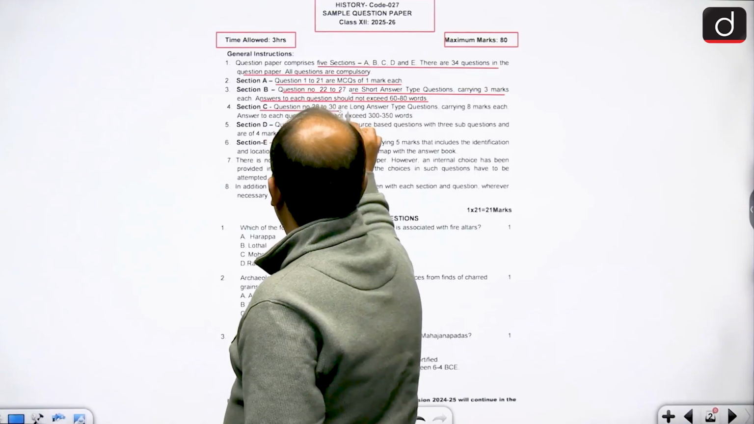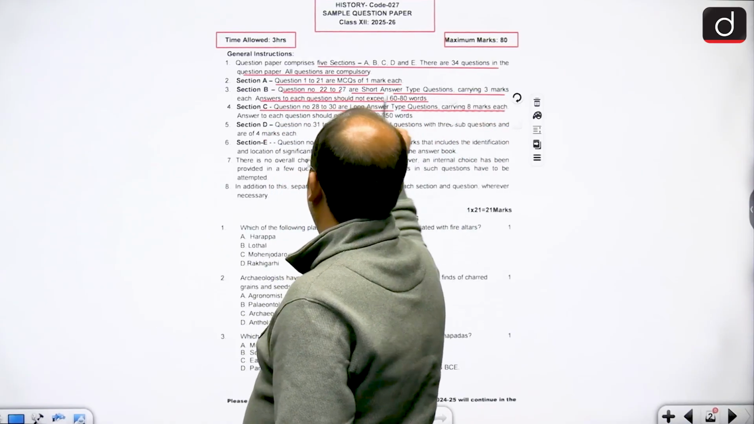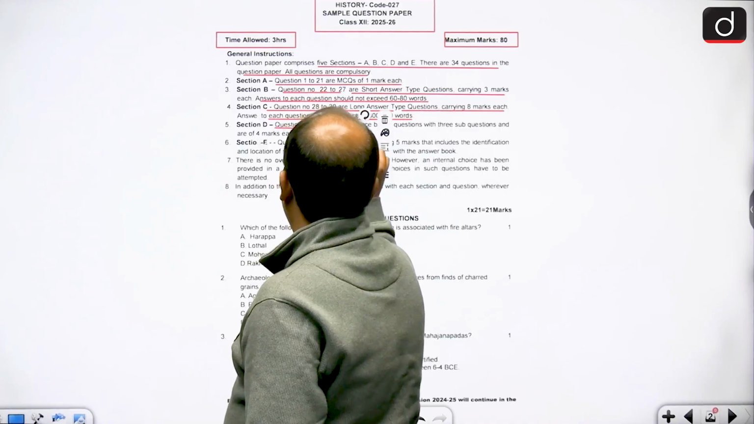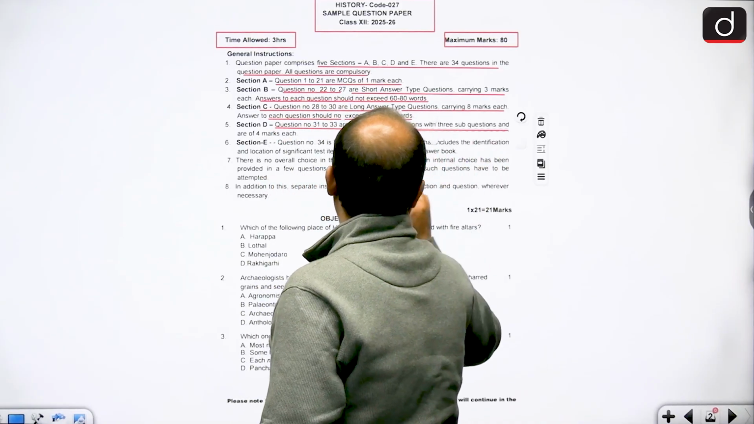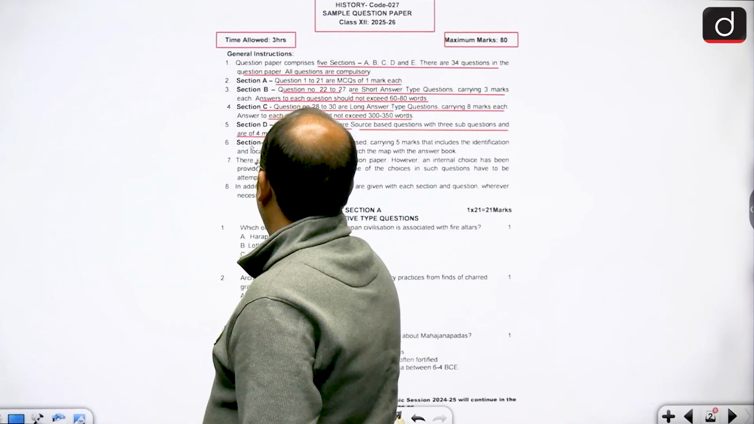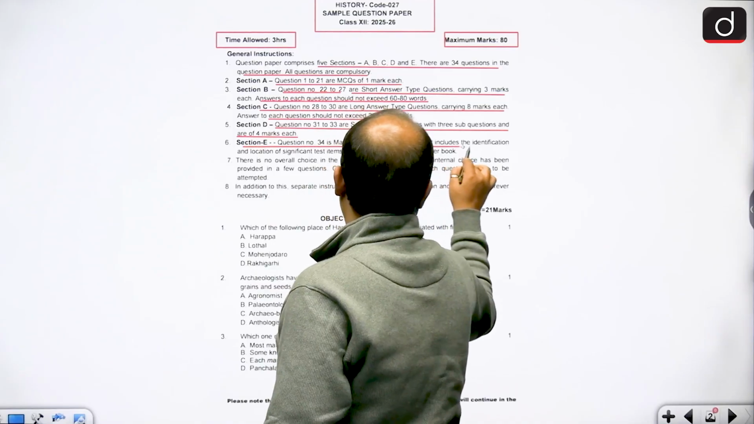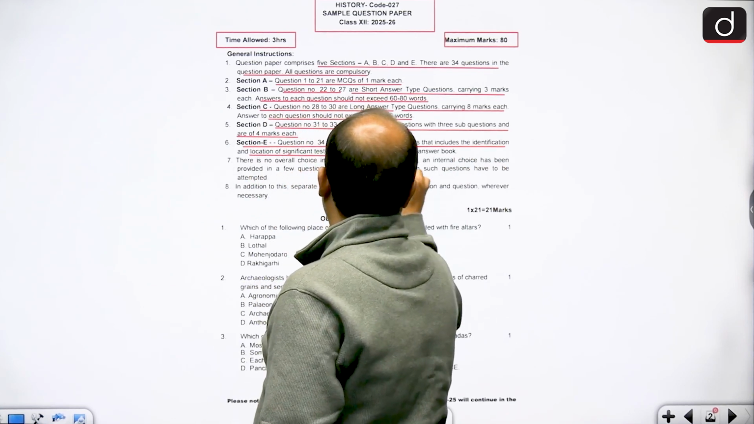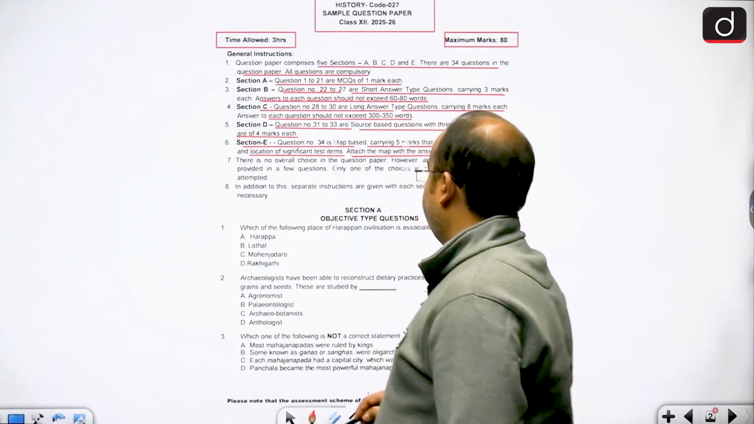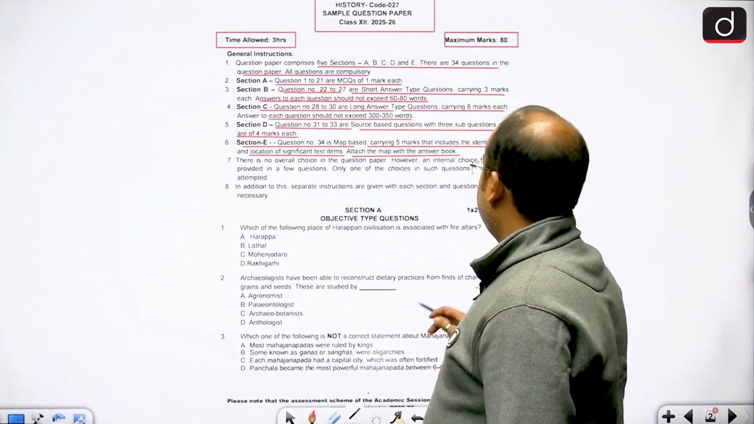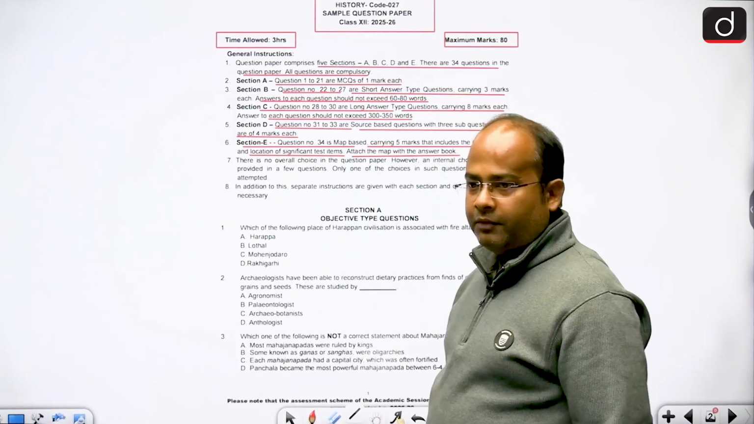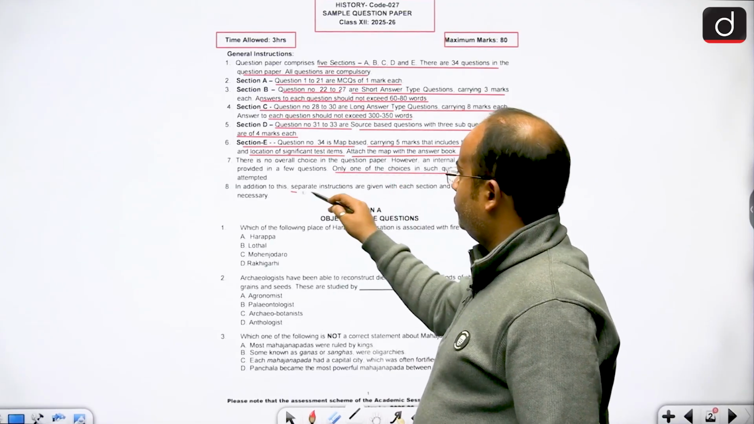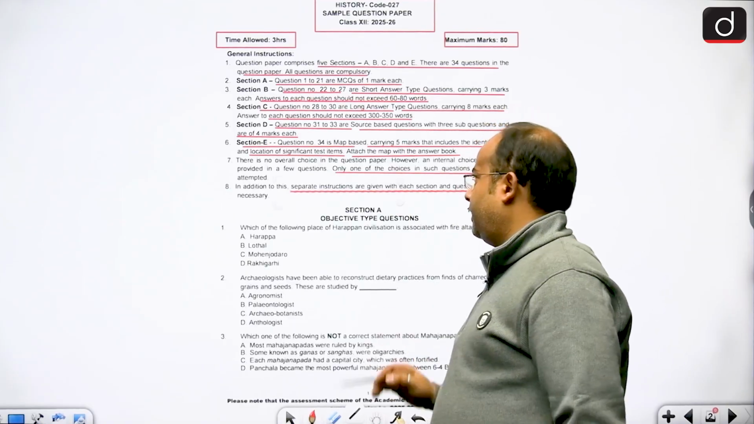Section C, questions 28 to 30, are long answer type questions carrying 8 marks each, and the answer should not exceed 300 to 350 words. Section D, questions 31 to 33, are source based questions with 3 sub questions of 4 marks each. Section E, question number 34, is map based, carrying 5 marks, that includes the identification of the location and significant test item. Attach the map with the answer book. There is no overall choice in the question paper. However, internal choices have been provided in a few questions, and only one choice of such a question will be attempted. In addition, there are separate instructions with the section and question wherever necessary.